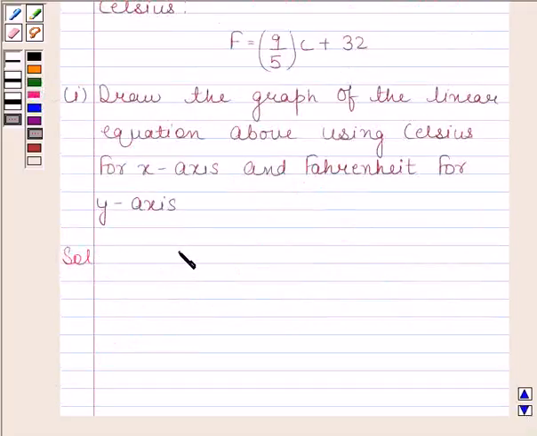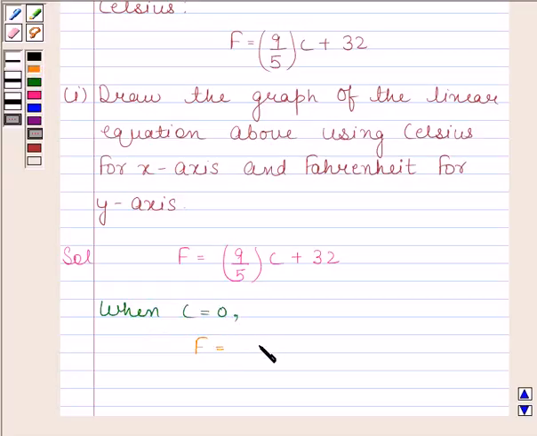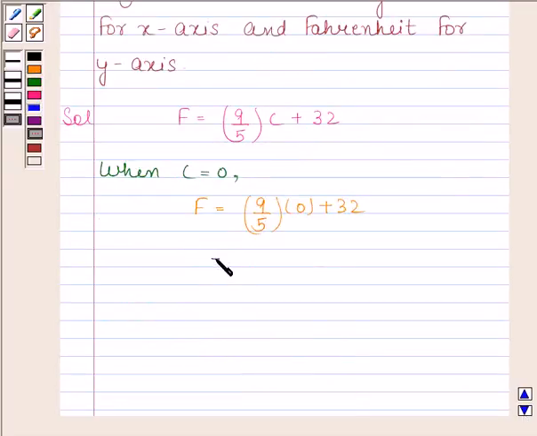Given equation is, F is equal to 9 by 5 into C plus 32. We have to plot the graph of this equation. For plotting the graph, we need at least two solutions of this equation. So let's first find two solutions of this equation. When C is equal to 0, then the given equation reduces to F is equal to 9 by 5 into 0 plus 32, and this is equal to 32.